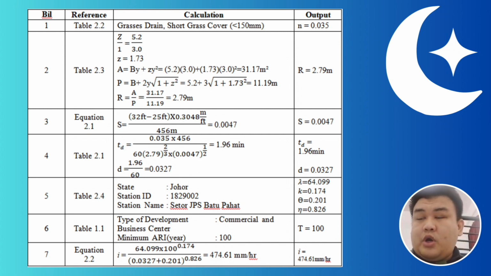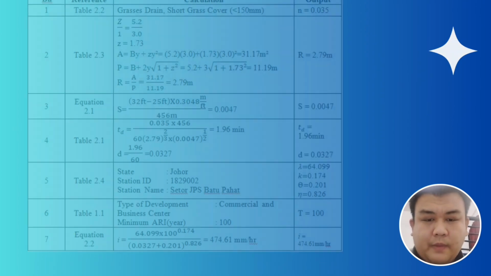And then for number 3, 4, 5 and 6, we design them the same as the existing drainage channel. And then into number 7, we can calculate from the value of R because this proposed drainage channel we changed it. So we can get the answer, 474.61 mm per hour.